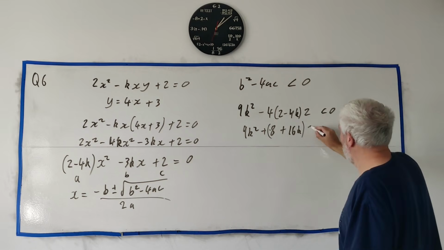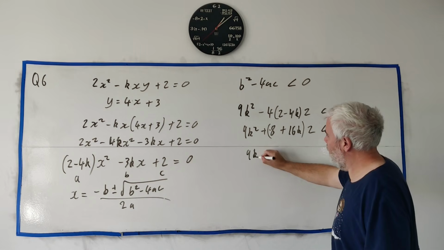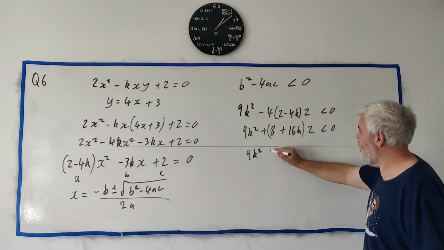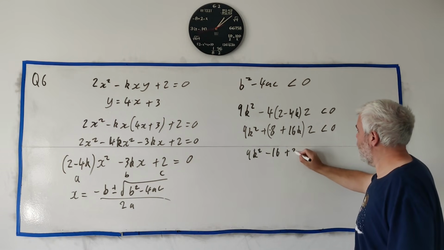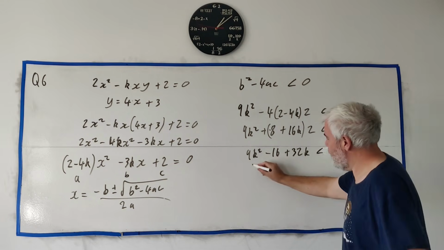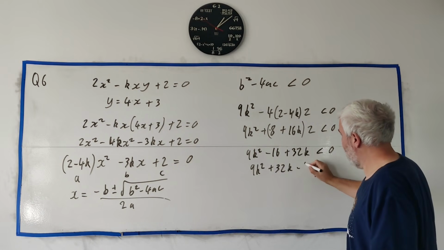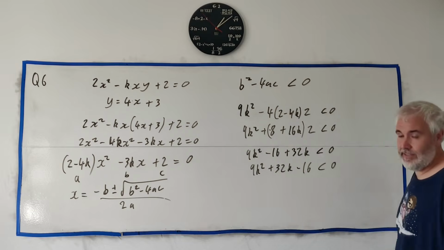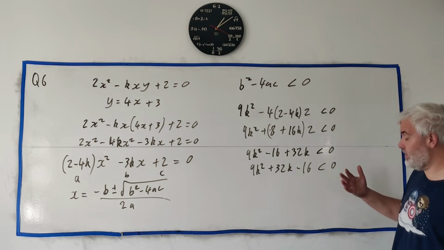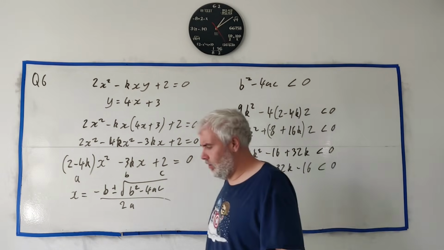Let's put a bracket around it there. Yeah, let me just do one extra line. Apologies, I should have done all that in one go. K squared, we get minus 16 plus 32k is less than 0. Let's rearrange this. So it's 9k squared plus 32k minus 16 is less than 0. Now what we have here is obviously a quadratic, but it's an inequality. These are a bit more difficult to solve.